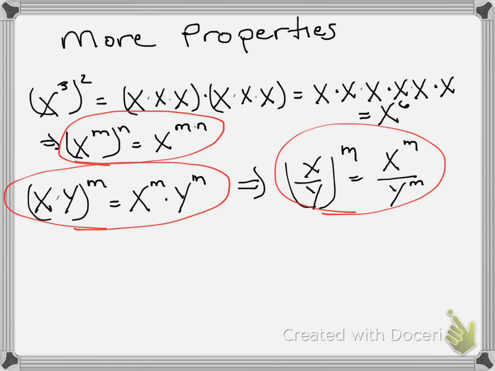Similarly, if we were dividing two numbers, x divided by y, that power still distributes. We have x to the m power divided by y to the m power. So it's the exact same rule, it just looks different because now we're dividing.